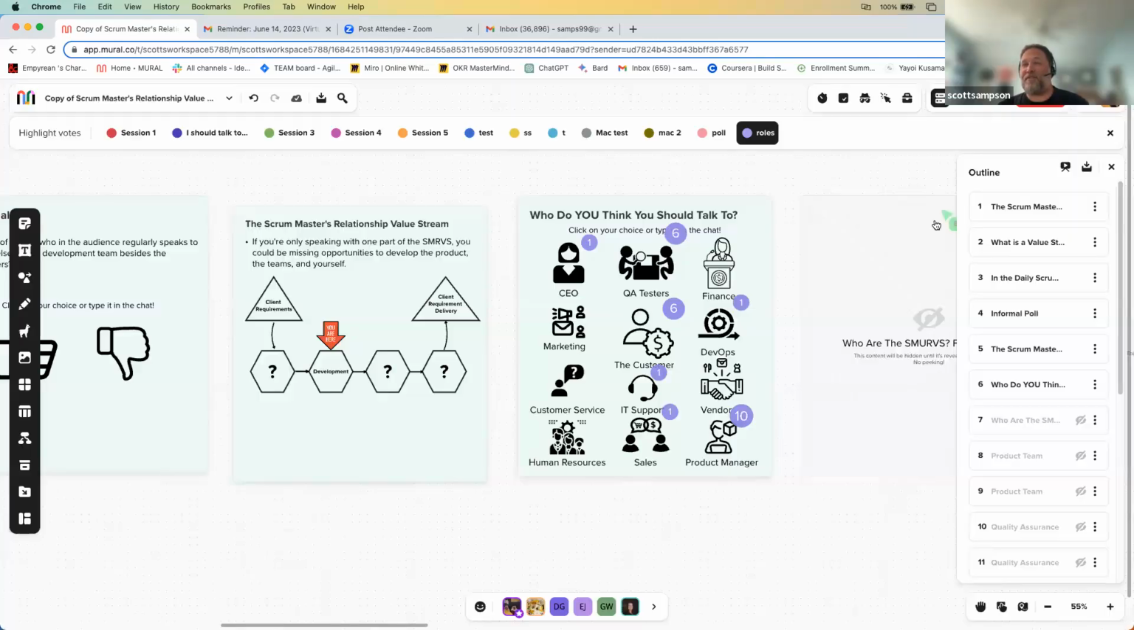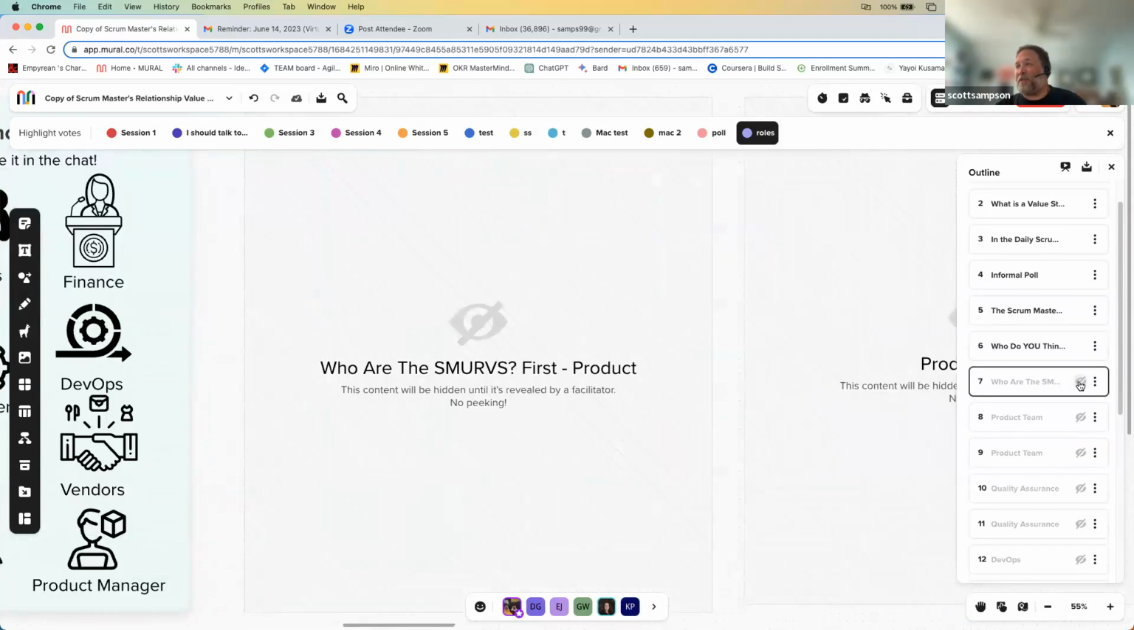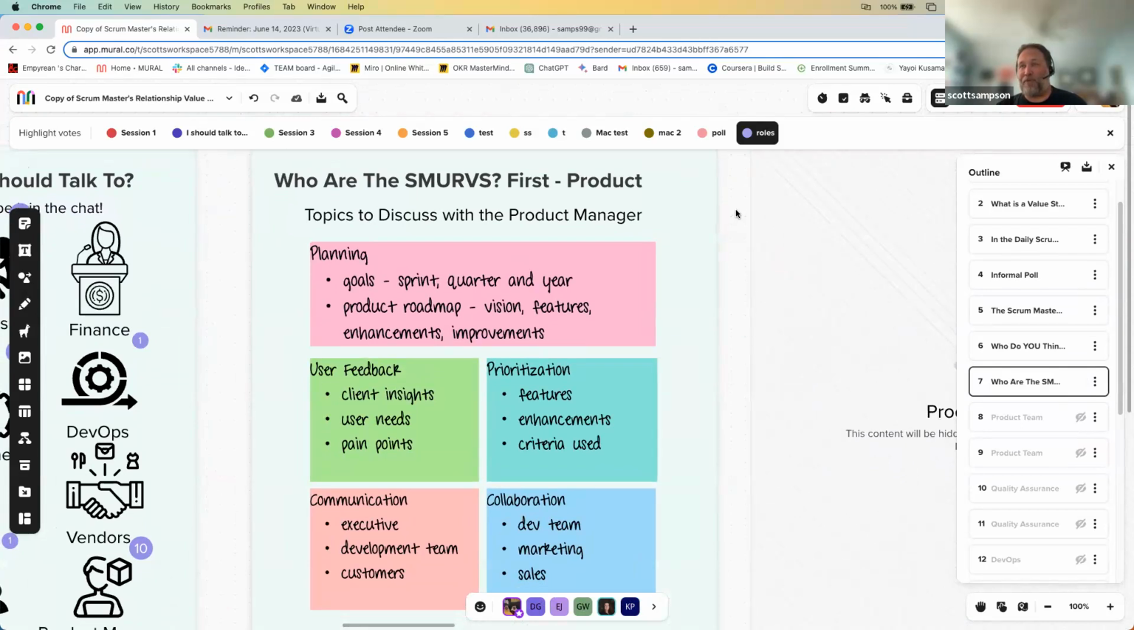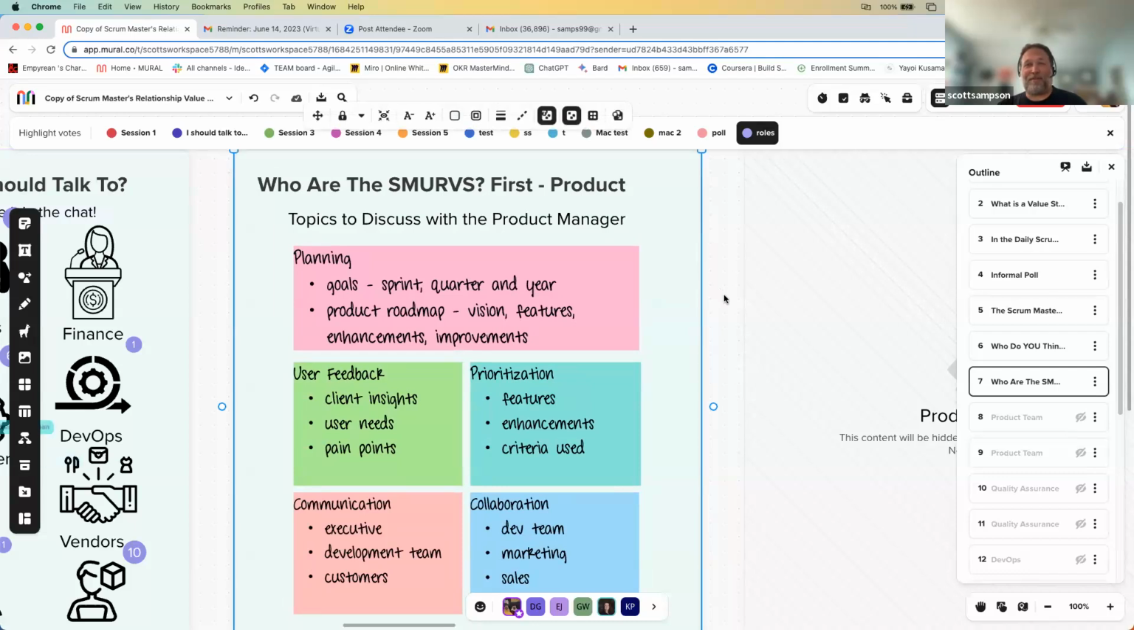And I'll get rid of this screen. All right, so it looks like maybe the customer is the top one, product manager with 10 votes, nice. Some other folks, sales, CEO, QA testers, awesome. All right, we'll keep that in mind as we move forward. So let's talk about who, at least I initially think, are the Smurfs, members of the Scrum Master Relationship Value Stream. Whoever voted on maybe talking to the product owners product group, you were correct in my mind.